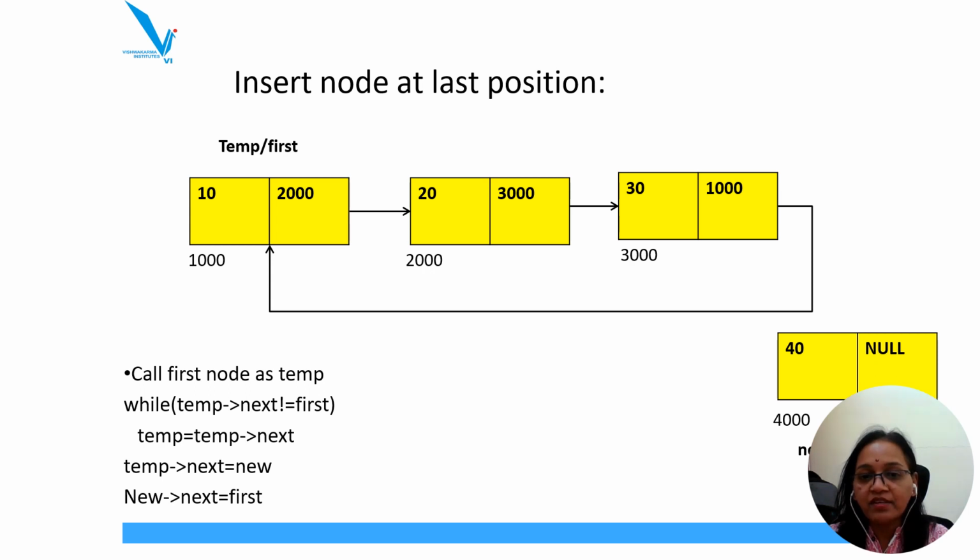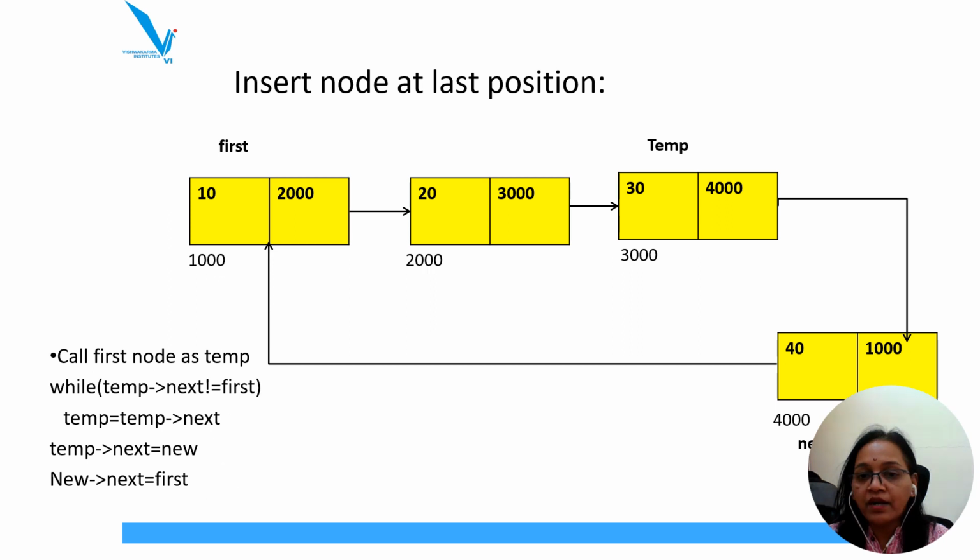Okay. So you have to traverse through all three nodes, and then here at this position you have to add 40. So what you are going to do? Temp of next is equal to new node. See, temp of next is equal to new, and new of next is equal to first.